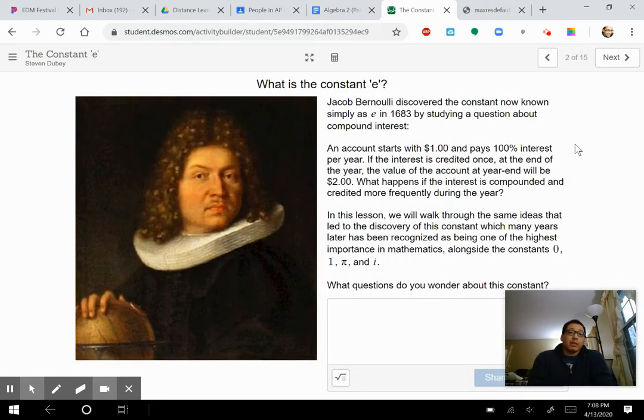So in this next screen, we're going to start this lesson. It's called, what is the constant E? And who is this dude? So this is Jacob Bernoulli. He discovered the constant E in 1683 by studying a question about compound interest. So he said, what if we had an account that had $1 in it and it paid 100% interest? At the end of the year, it would have $2 because 100% means we're going to double it. We're going to match what's there.